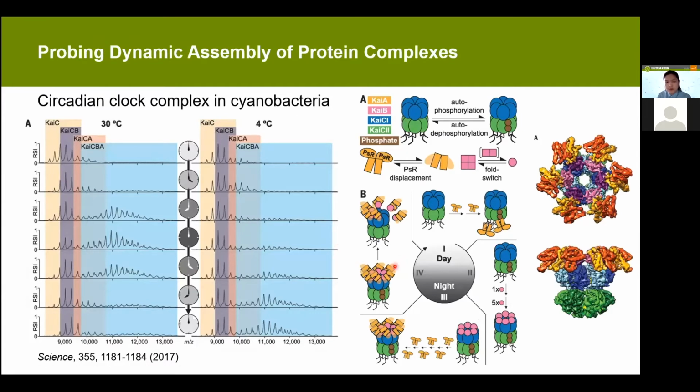In this example, you may remember that Joe showed this morning that native mass spectrometry can also be useful for looking at protein dynamics. This is the circadian clock complex in cyanobacteria. The concept is that this protein changes dynamically over the day and night cycle. Using native mass spectrometry, you can easily see the complex assemble and disassemble in real time. Using this information, you can optimize the conditions to perform cryo-EM analysis and get high resolution structures of all the different intermediates in this process.